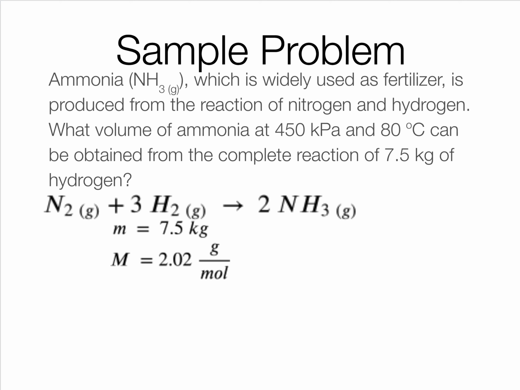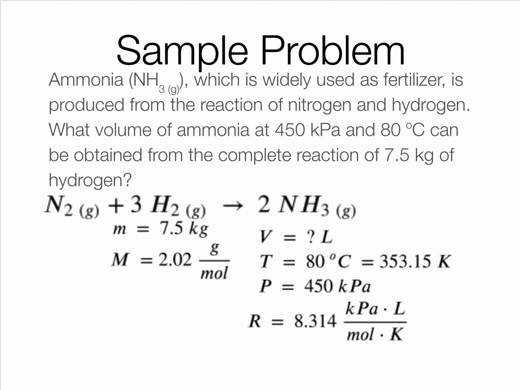Then I'm going to write out my unknowns. So for my ammonia, I know that the volume is what I want in the end. The temperature I'm going to convert to Kelvin. So I'm told it's 80 degrees Celsius. That means it's going to be 353.15 Kelvin. I have 45 kilopascals and my R stays the same. It always does, 8.314 kPa·L/(mol·K).